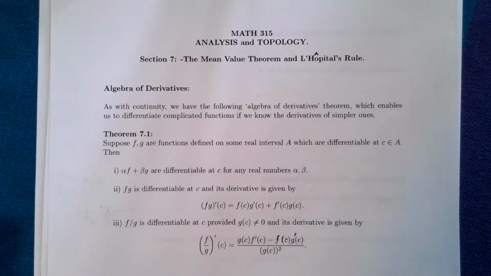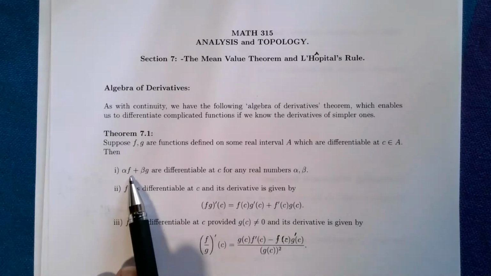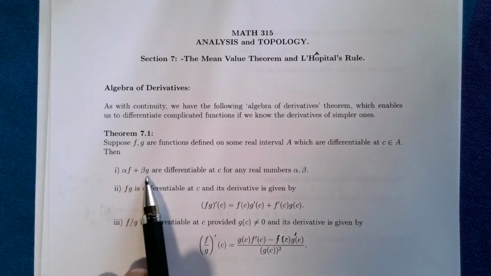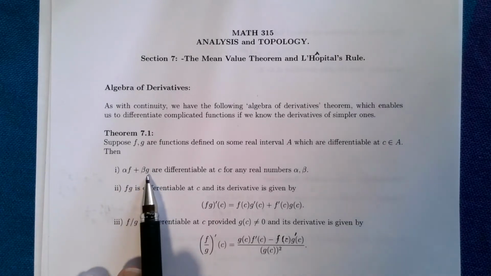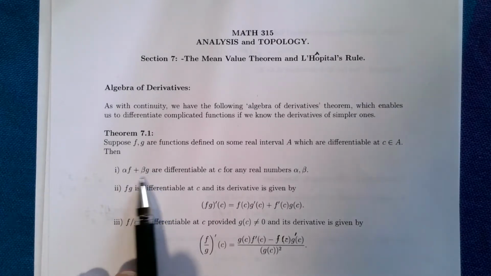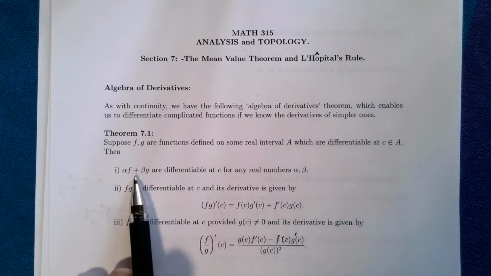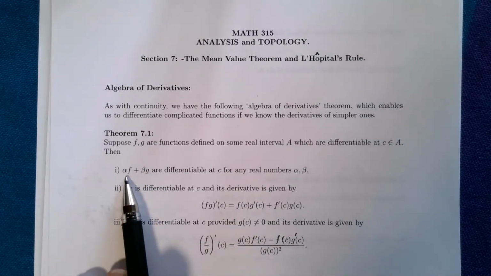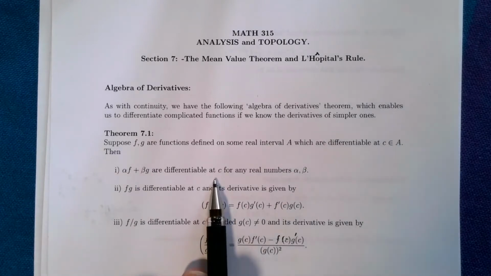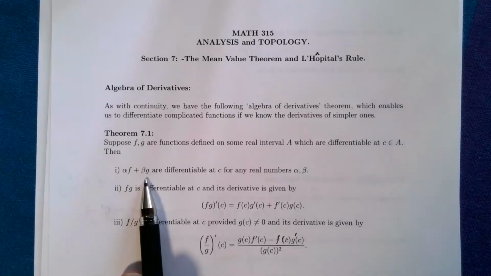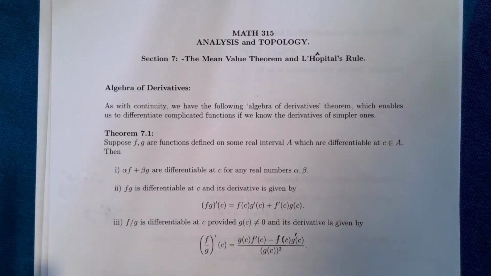So our theorem here says that if you've got two functions f and g defined on some real interval a, which are differentiable at some point c in that interval, then if you take a linear combination of f and g, that is, you multiply the function f by any real number you like, multiply the function g by any real number you like, and add them together, or subtract for that matter, then the resulting function is differentiable at c, and you work out the derivatives in the usual way. And that's a fact you've been using all through school when you've been doing differential calculus.